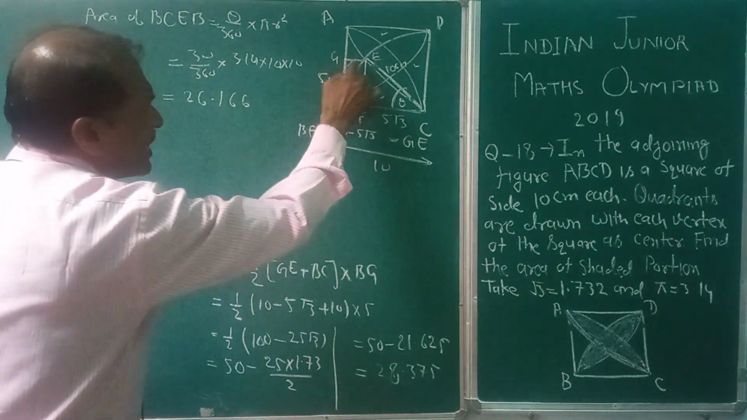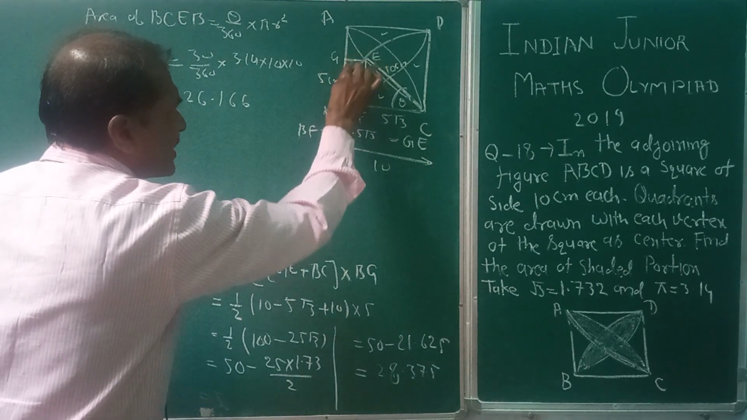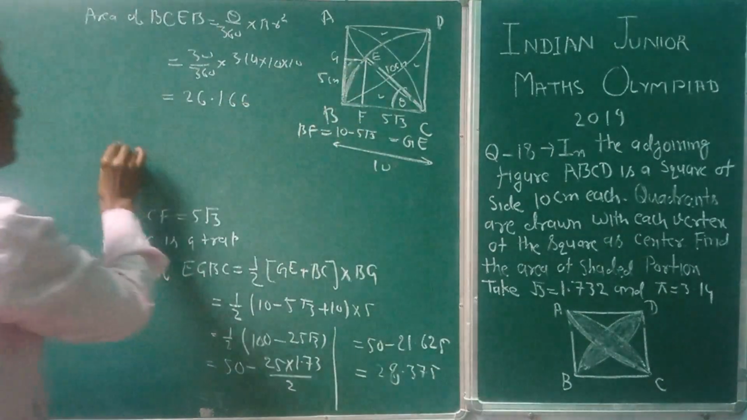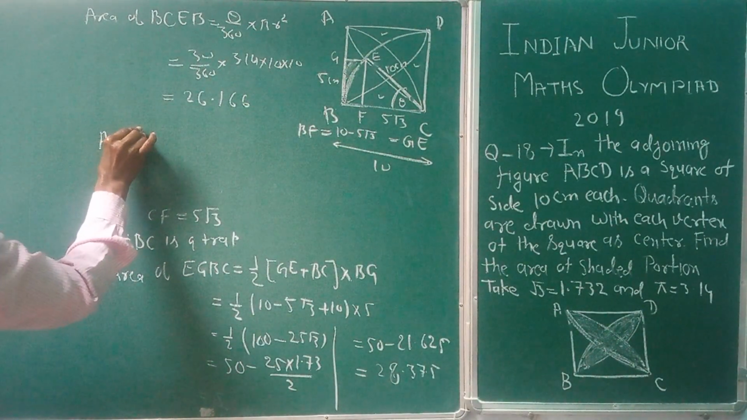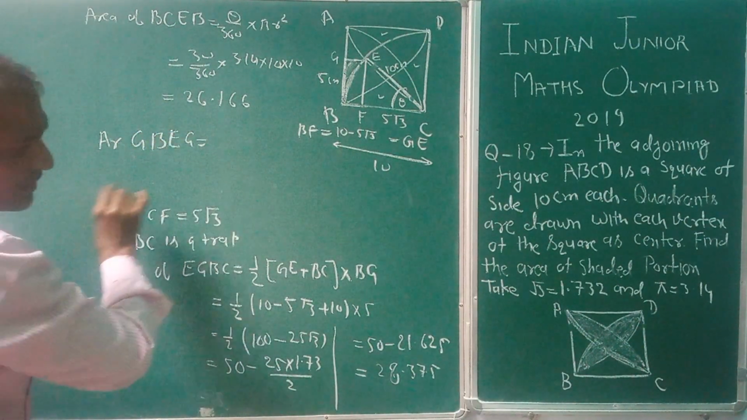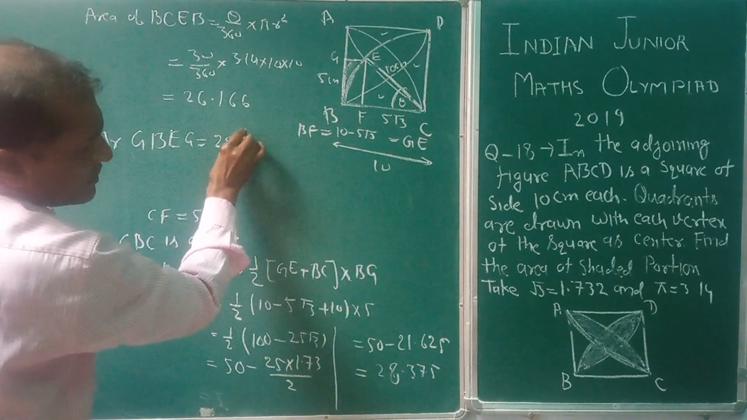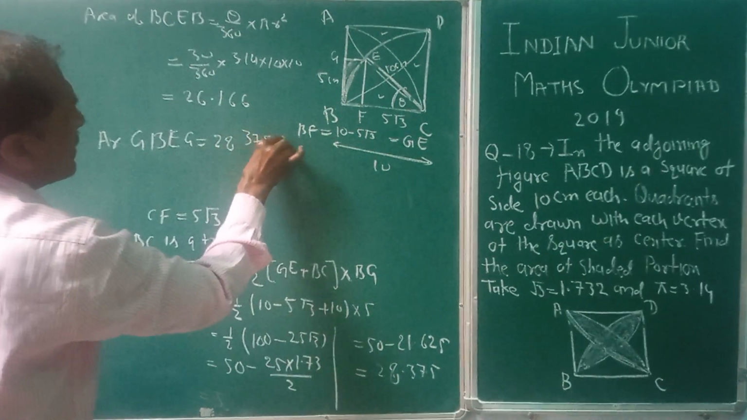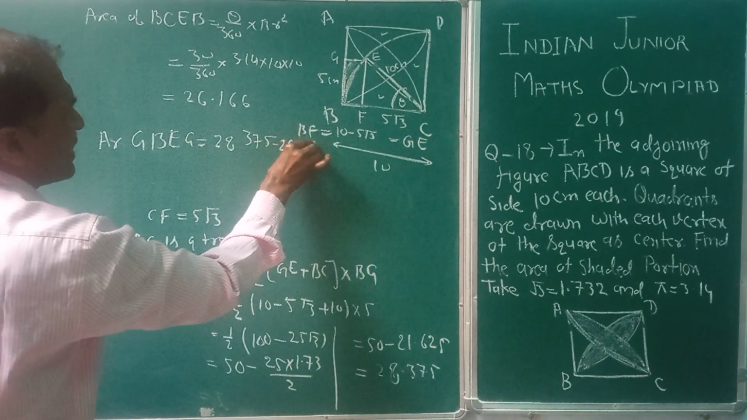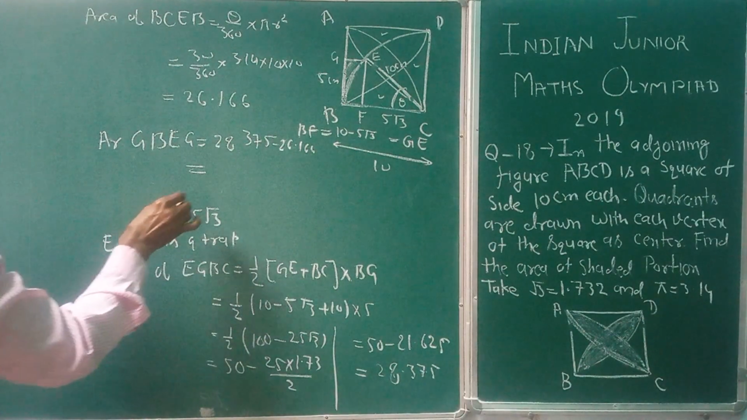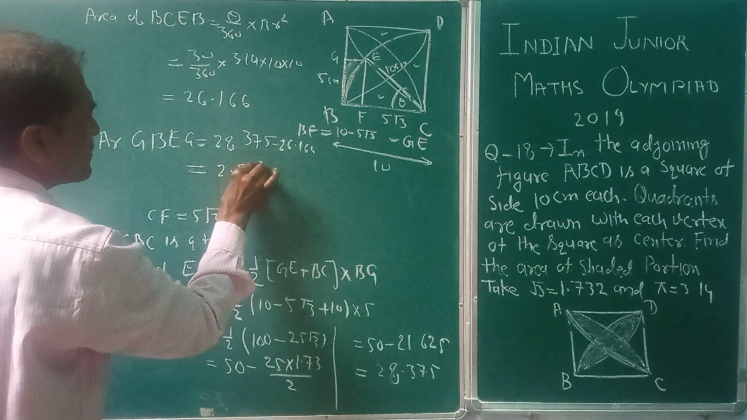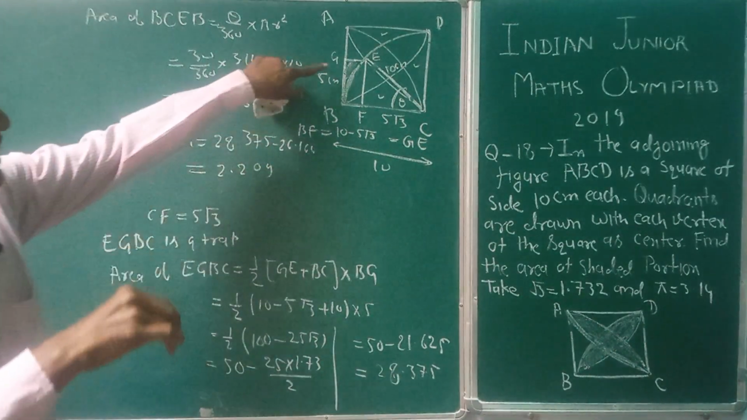Now we shall find this area, this much area. Area of GBEG. It will be 28.375 minus 26.166. So this area is coming out to be 2.209. So this area we have calculated.